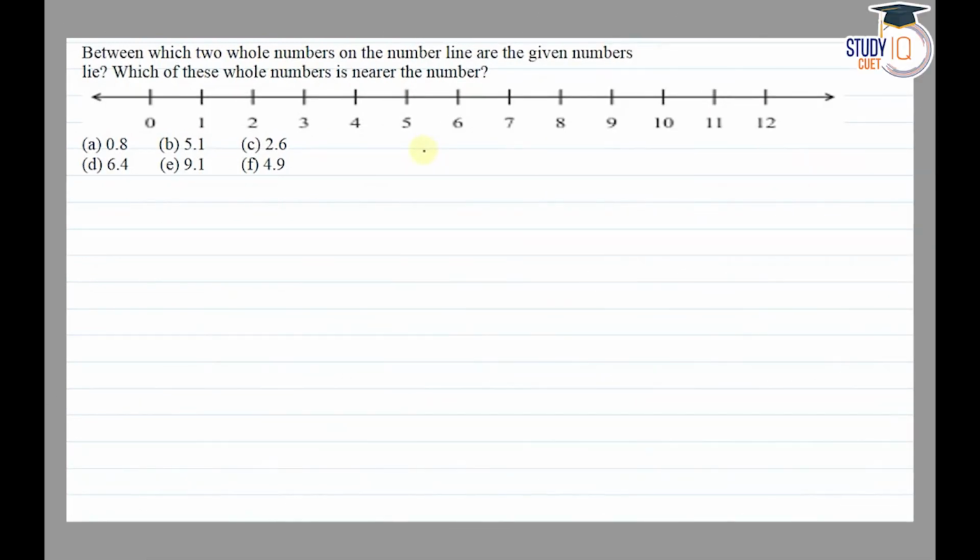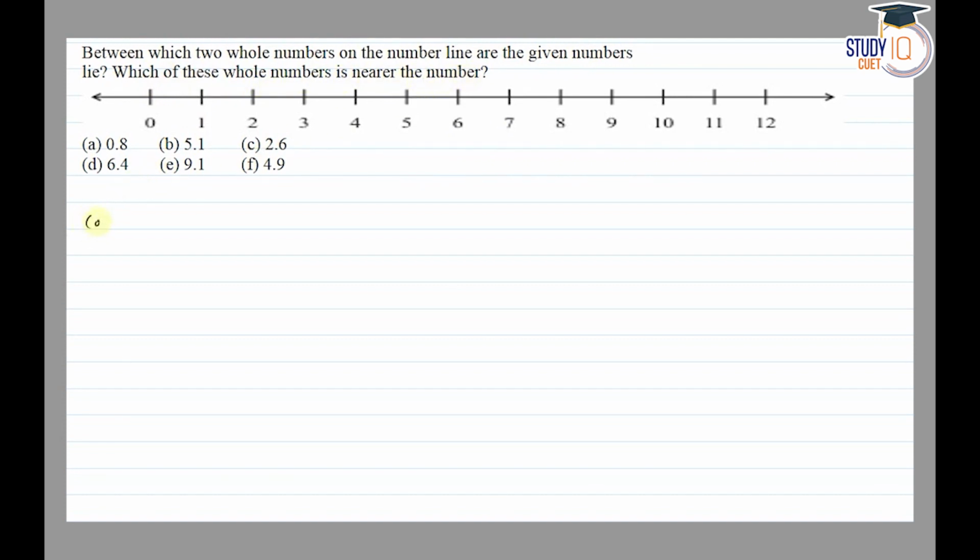Hello everyone. This question appears in the Class 6 NCERT chapter of decimals. This is the 7th question of its exercise 8.1. The question says: between which two whole numbers on the number line do the given numbers lie? Which of these whole numbers is nearer to the number?